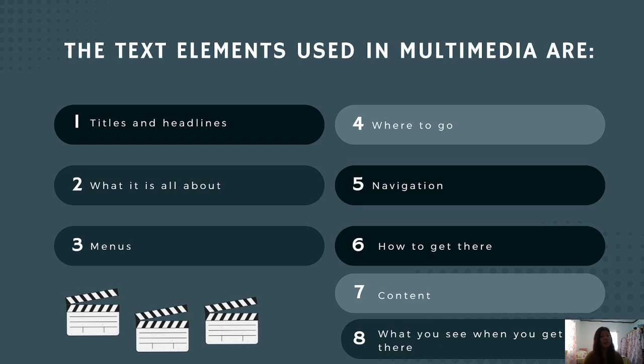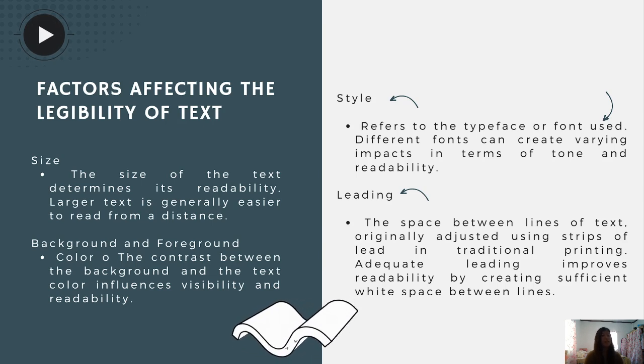Factors affecting the legibility of text: size. The size of the text determines its readability. Larger text is generally easier to read from a distance. When we choose a text size, we don't usually use small text because we can't read it. When we make a presentation, the size should be big enough so the audience can read it.